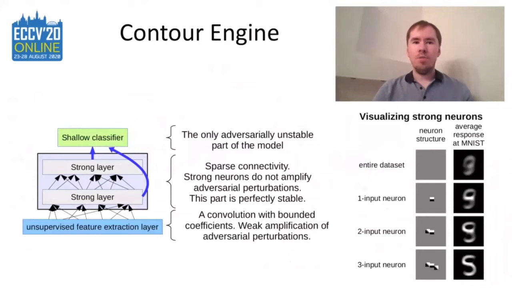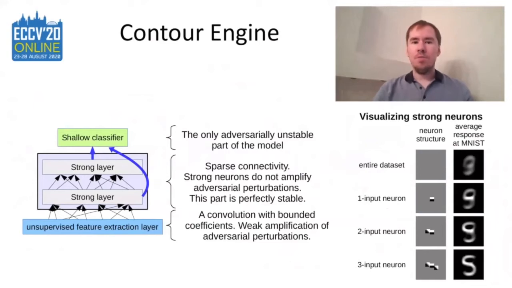A contour engine network is composed from three distinct blocks. Strong neurons operate on features, but they can't infer these features from raw pixel values. That's why we have a separate feature detection layer. The next part of the network performs sparse and adversarially stable geometric inference.